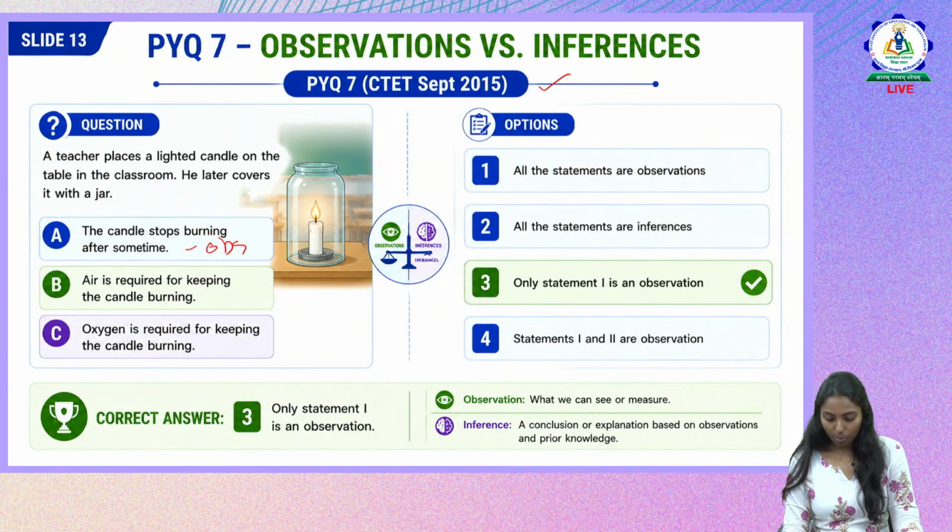So let us check the options. All statements are inference is wrong. All statements are observations is also wrong, because as we have already talked about, only statement 1 is an observation. Statement 1 and 2 are observations? No, both are not observations, because air is required to keep the candle burning is a kind of conclusion or inference you might make out of it. And then you specifically go on to understand that oxygen is required to keep the candle burning. So remember, observation is what you see or what you can measure, and inference is a conclusion or explanation that you draw based on the observation that you have or your prior knowledge.